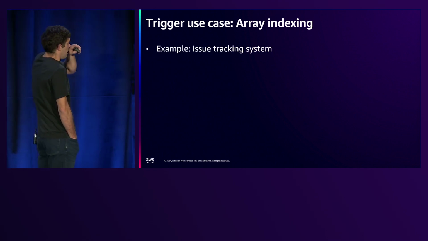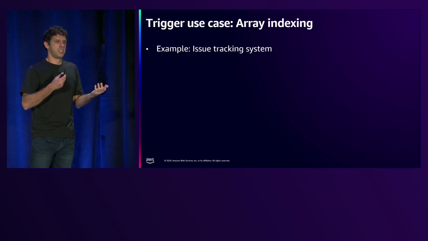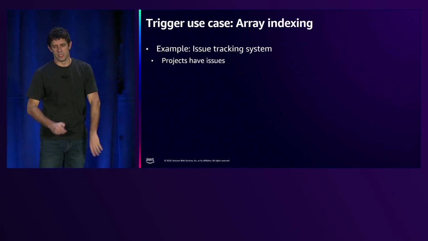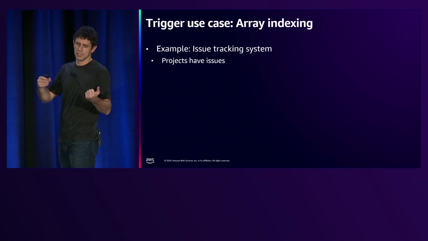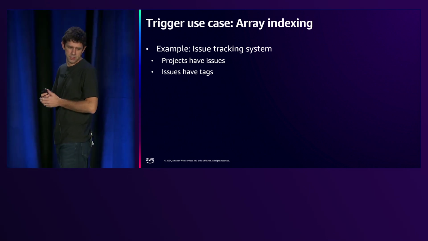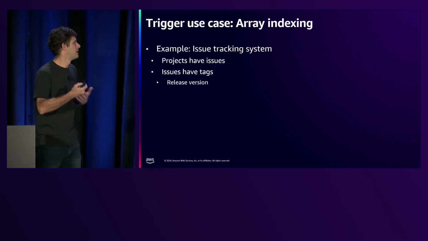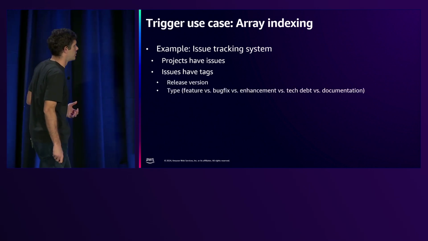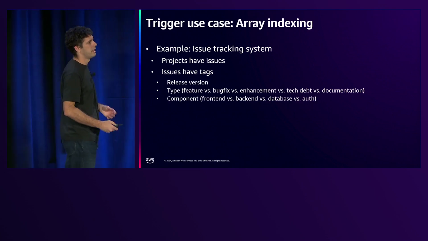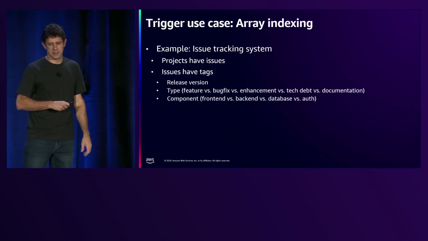So what does this look like? Maybe we have some sort of issue tracking system, like on GitHub or Jira or something like that. A team will make a project. Those projects have issues. Those issues might have different tags, just free-form stuff, like release version, or the type of issue that it is, or the component that's affected, things like that.